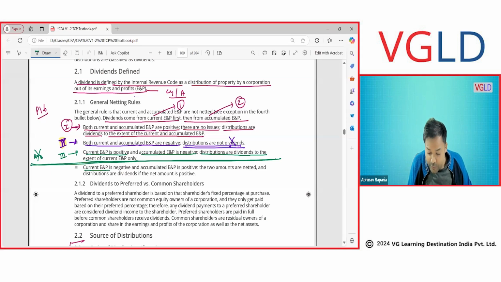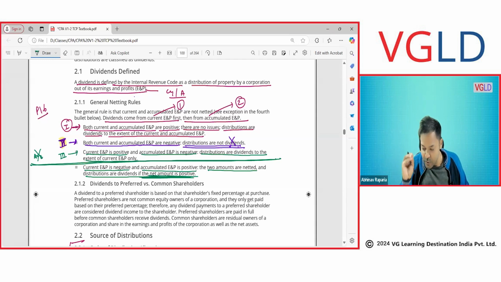Current year earnings and profit is negative, accumulated is positive. The two amounts are netted, and there is a distribution if the net amount is positive. If the net amount is also negative, then obviously you don't have the distribution. Ashraf, point clear? You don't need to learn any language. If you have made the chart, you are sorted. In fact, I'll discuss a couple of questions with you and you'll be very fine with that. Don't worry about this. Let's do a couple of questions, guys.